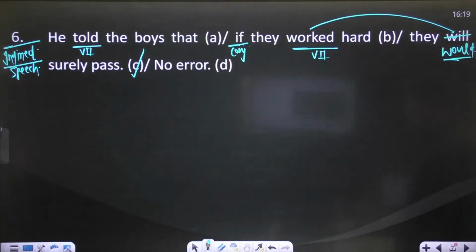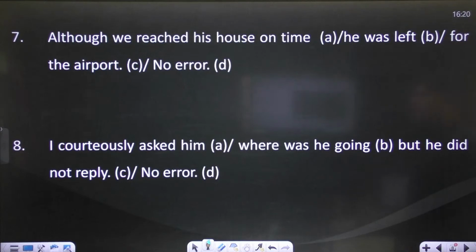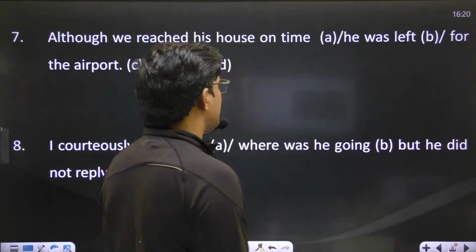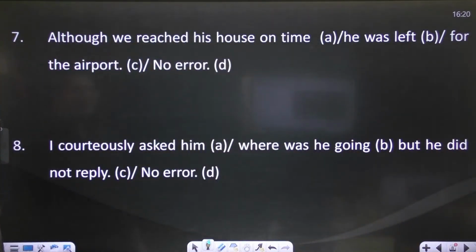Error is in part C. Okay, so move to the next sentence. Although we reached his house on time, he was left for the airport.